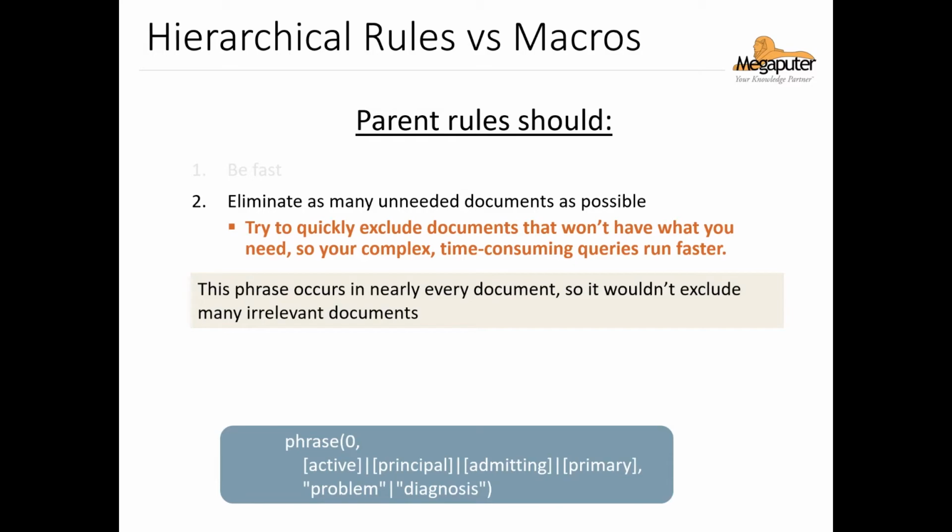So in this case, phrase, active, principal, admitting, primary, and then following problem or diagnosis. If we're looking at medical text, that's not going to be a very good parent rule, because that's probably going to be appearing in a lot of our documents. Principal diagnosis, active problem. It's a very generic and common phrase in a medical document. So it's probably not something we want to filter on, because it's not going to roll out many documents.